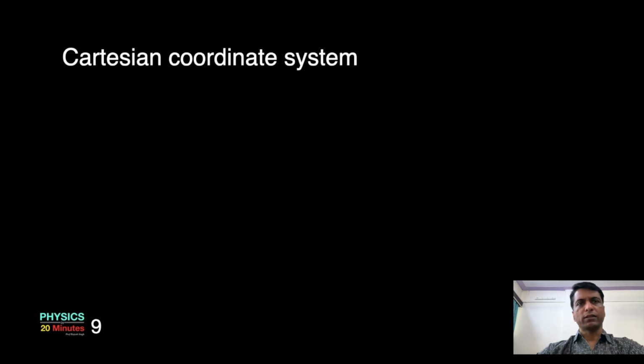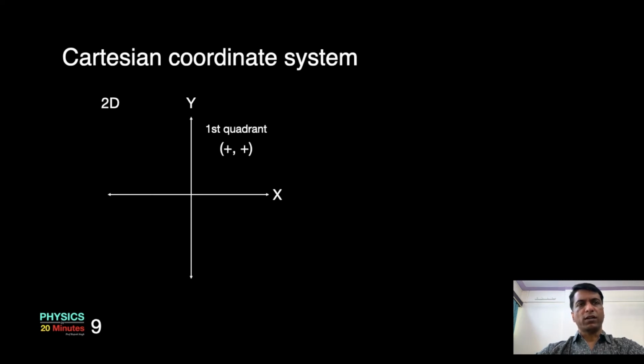So what are Cartesian coordinate systems? Cartesian coordinate systems are a set of x and y axes which are placed perpendicular to each other. Such two axes placed perpendicular to each other map all the points in a plane. Therefore, in this way, they form a two-dimensional Cartesian coordinate system.